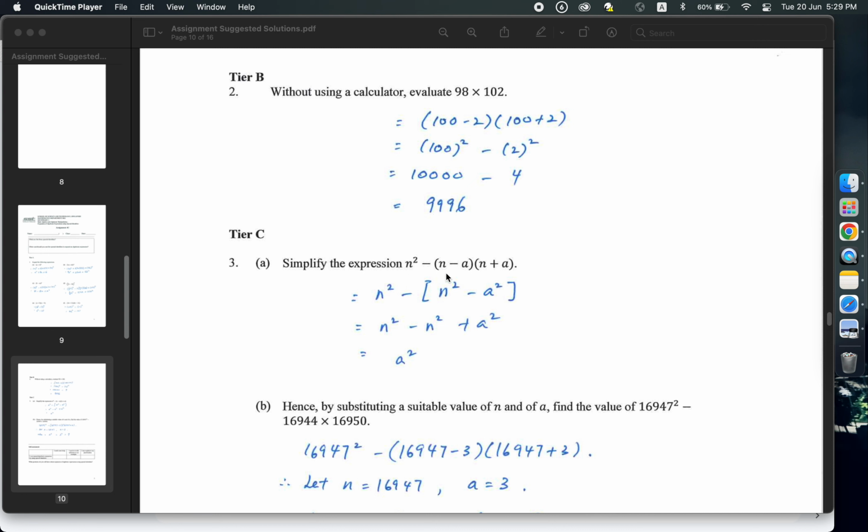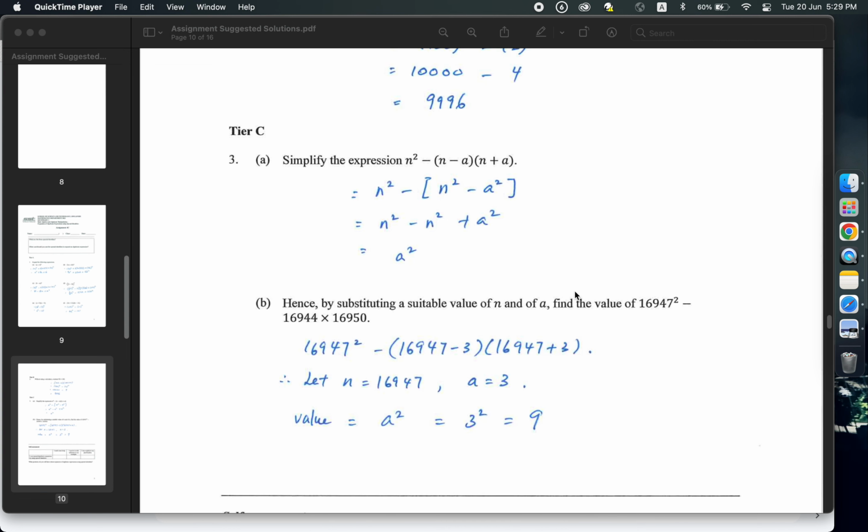Here, same thing. We can simplify what's on the right side first. So we get n squared minus a squared here. Once we distribute the negative inside, it becomes n squared minus n squared plus a squared. We end up with the simplest form, which is just a squared.